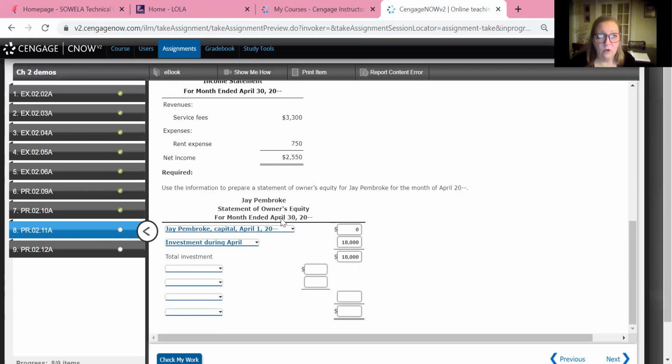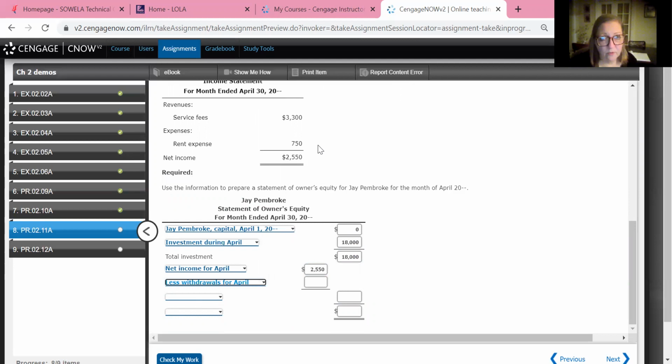So then we say, well, what impacted it after that investment? Okay, the net income did. Net income for April was from this financial statement right here, $2,550. And the withdrawals would have decreased it.